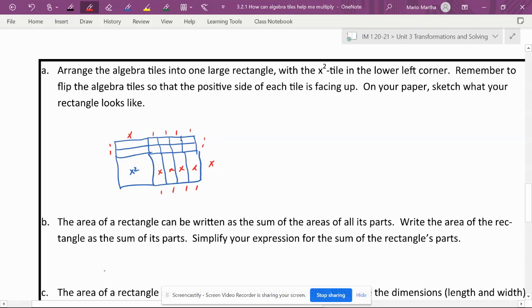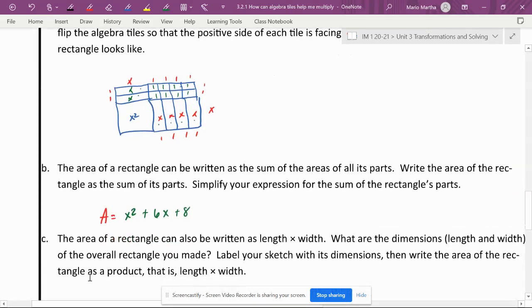So the first thing, again, we're done. Now let's look at the area, right? So the area is the sum of all the interior parts. In this case, I have 1x squared, and then I have 1, 2, 3, 4, 5, 6x. And then we have 1, 2, 3, 4, 5, 6, 7, 8 little square units.